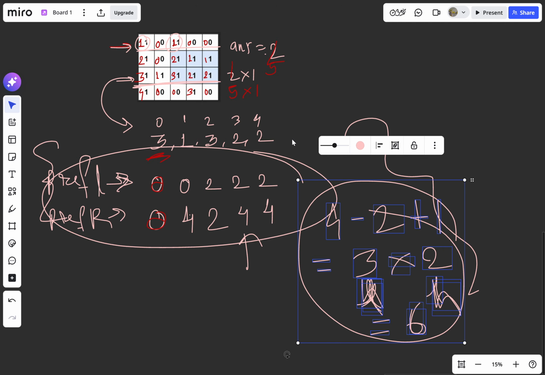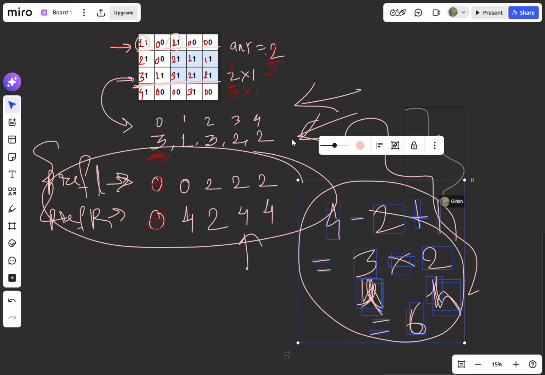In this function we will apply all the methodologies. Initially we will make the prefix of all the columns. After applying the prefix of all the columns, we will traverse each row of the matrix, and for each row we will pass the prefix of that particular row to the function to find the continuous rectangle which has the largest area.